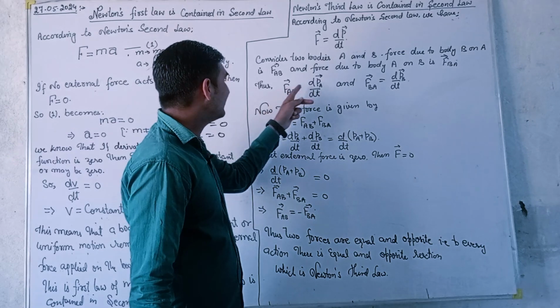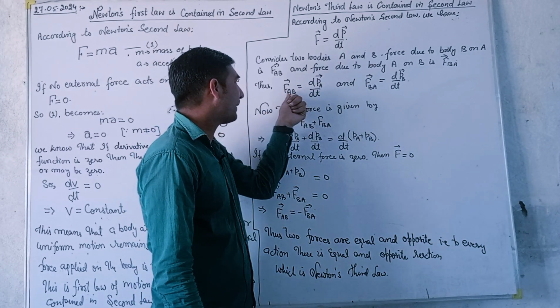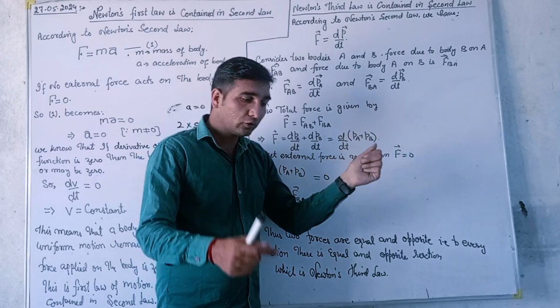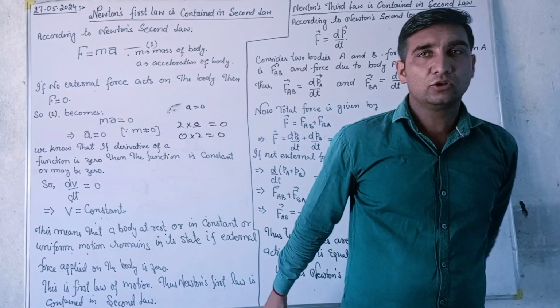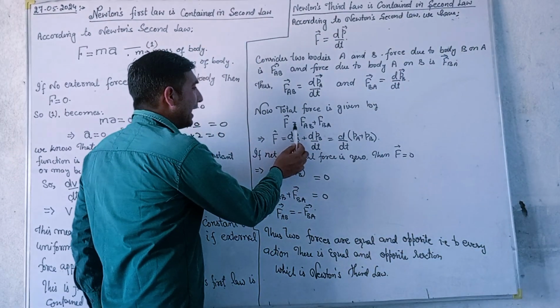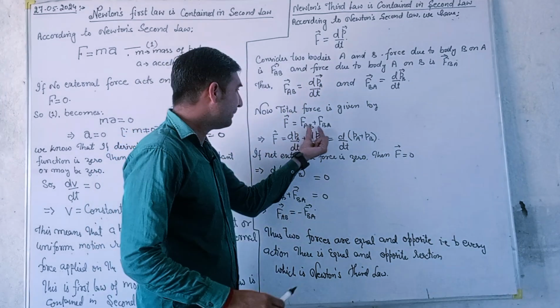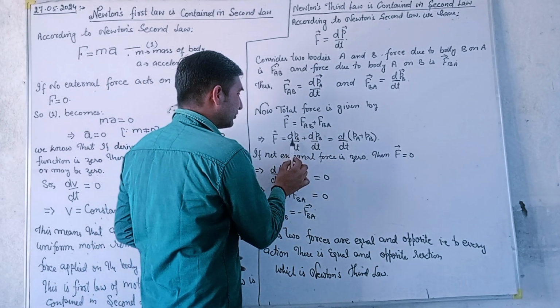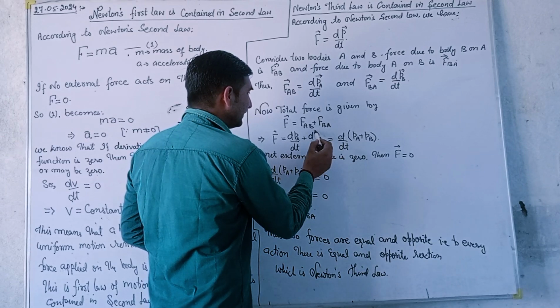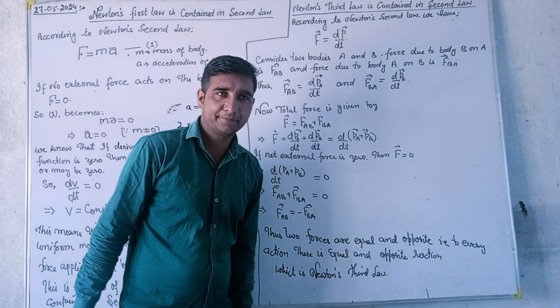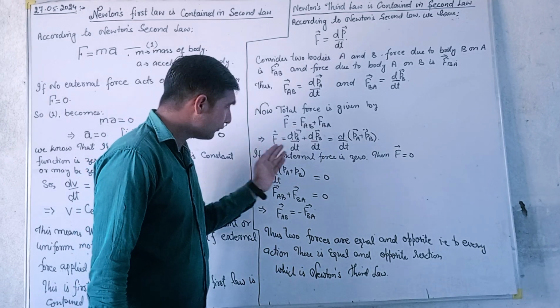Now F is equal to dp by dt. If applied on A, it is for A; if applied on B, it is for B. Now, how much total force will be applied? The total force will be F is equal to FAB plus FBA. You can add up these forces. It is a vector quantity.